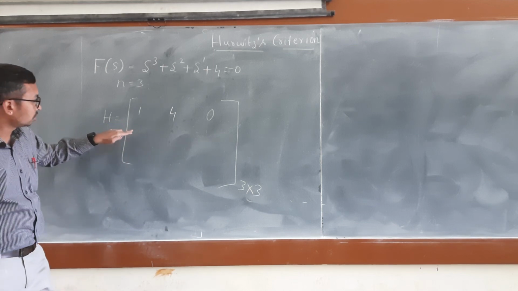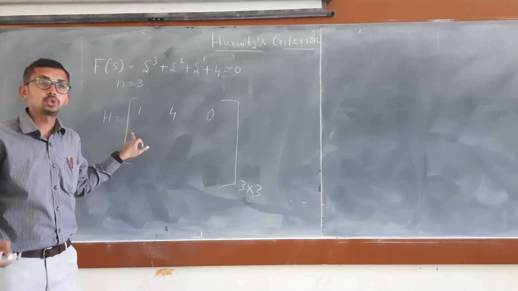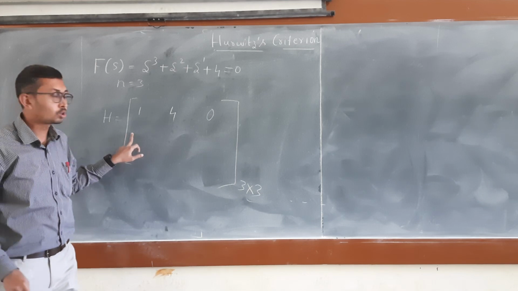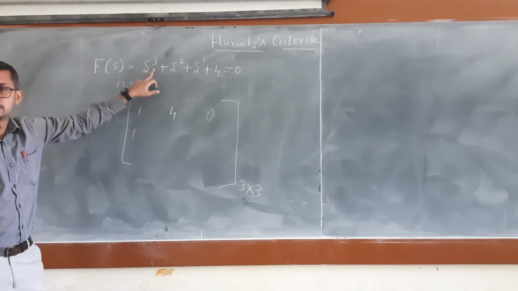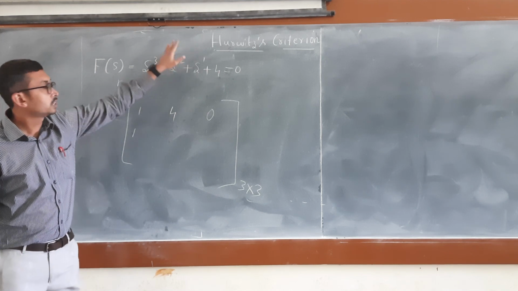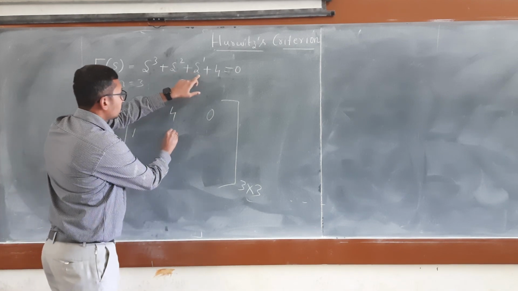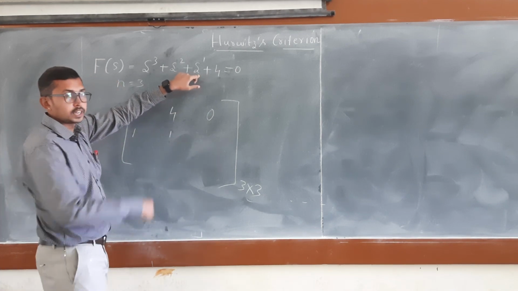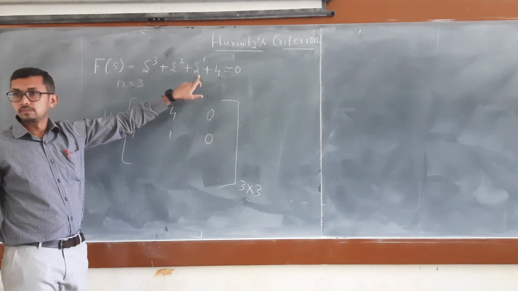So now I need to write the next row. I need to take the coefficient of s to the power of n. What is the coefficient of s to the power of n? It is 1, so I am going to leave one term. What is the coefficient of the next one, s to the power of 1? So it will be 1. So what is the next term? 0. Did you get it?